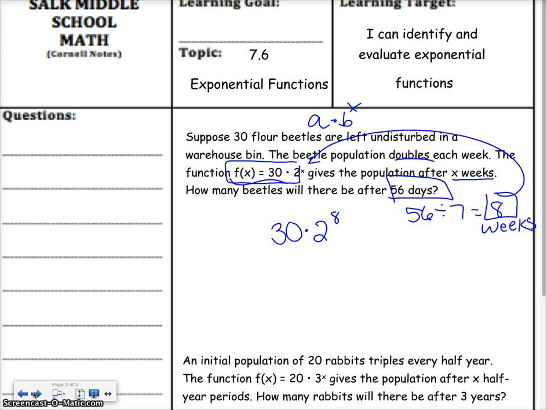So you really want to know how to punch this into your calculator. What I would do, remember order of operations says to do powers first, exponents first. So what I'm going to do is 2 to the 8th first in my calculator, and then I'm going to times it by 30. Actually, you can plug it in. The calculator's program. 30 times 2 to the 8th is 7,680 beetles. I told you, exponential, it grows fast. Exponential growth. It goes, whoosh, it scoots up really fast.